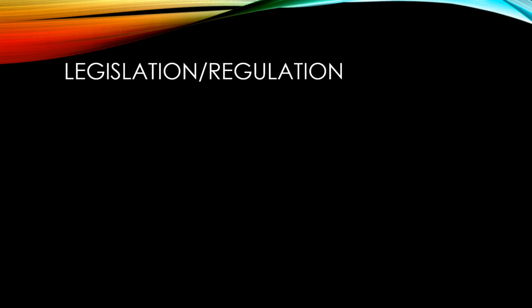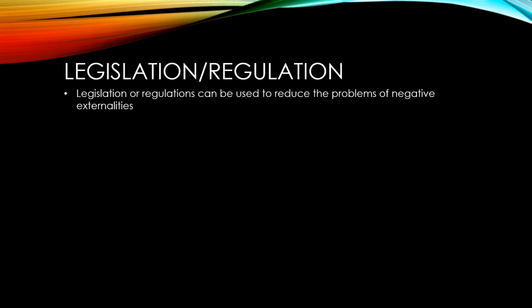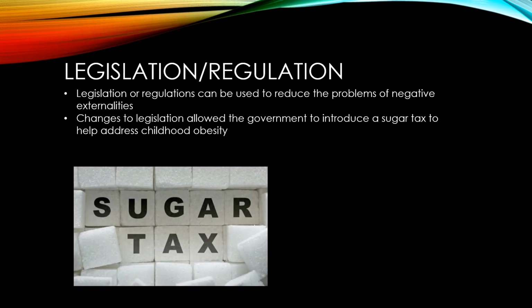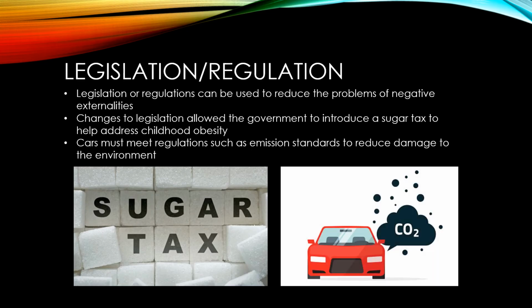Legislation or regulations can be used to reduce the problems of negative externalities. Changes in legislation were needed to allow the government to introduce the sugar tax that they did to try and address childhood obesity. Cars must meet regulations such as emission standards. These standards help to reduce damage to the environment from cars driving around.